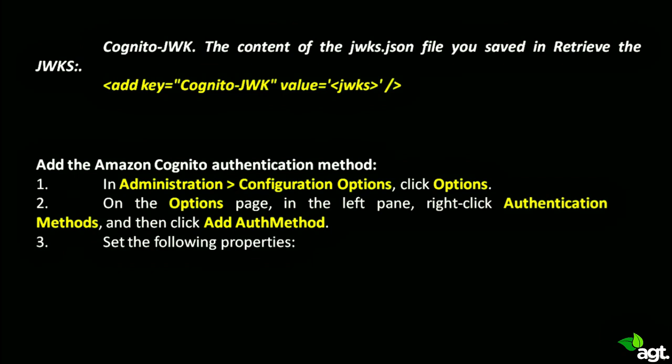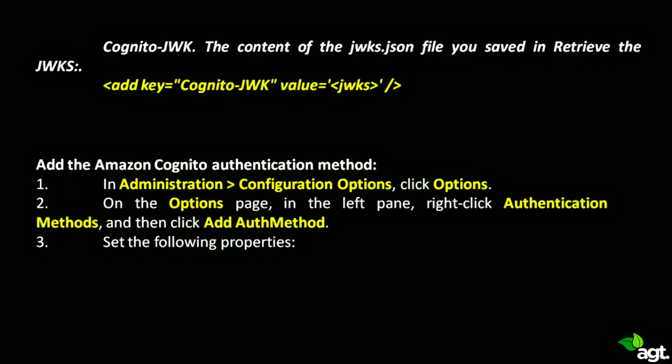The content of the JWK is the .json file that you just saved when you retrieved the JWKS. So add key equal to "CognitoJWK" and the value equal to single quotes of the JWKS, and close your tag.